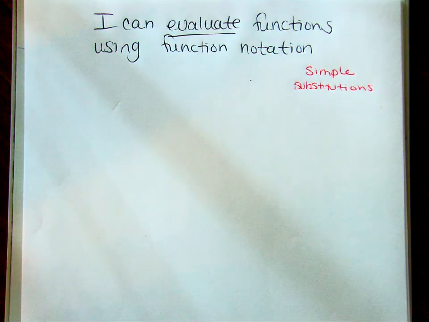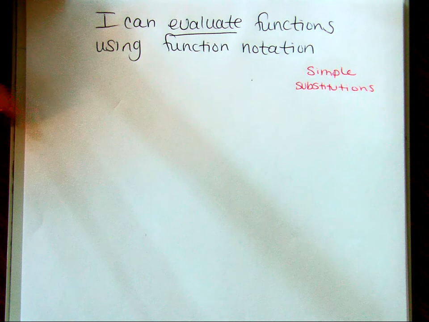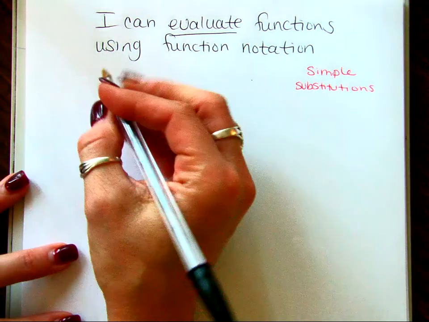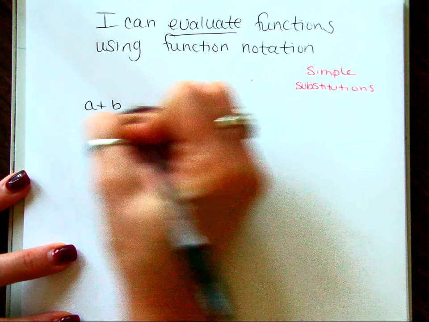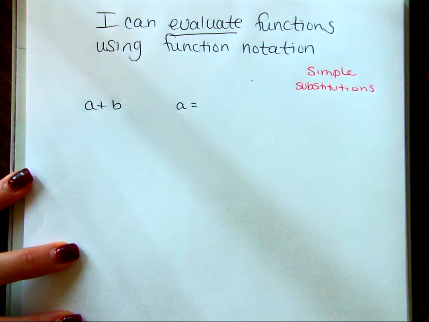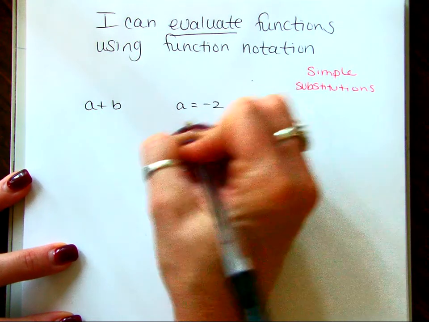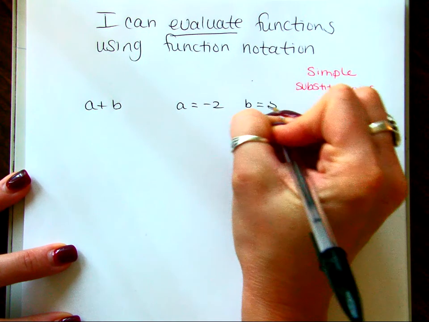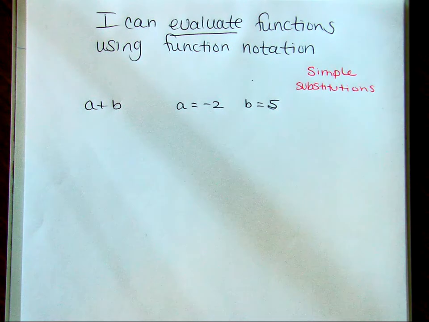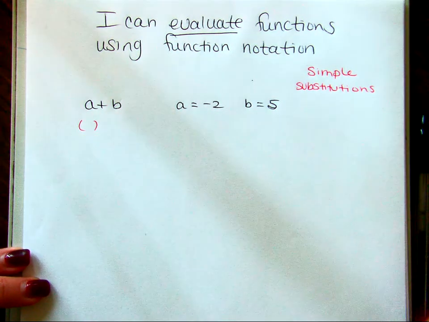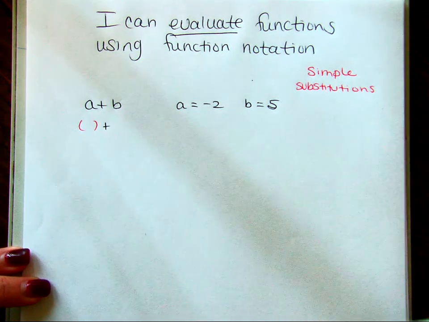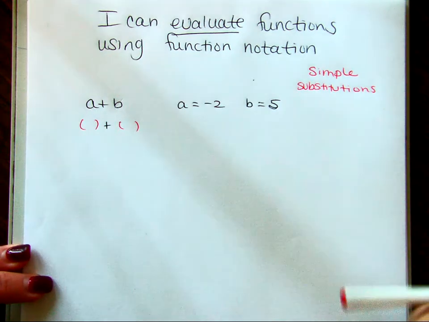So when we talk about simple substitutions, we can go all the way back to 4th grade, 5th grade, when you first learned about variables. Say I asked, what would the expression A plus B equal if A is -2 and B is 5? This is the most basic form of simple substitution that there is, okay? And we've done this before. That just means wherever you see an A, put what A actually is. Wherever you see a B, put what B actually is.